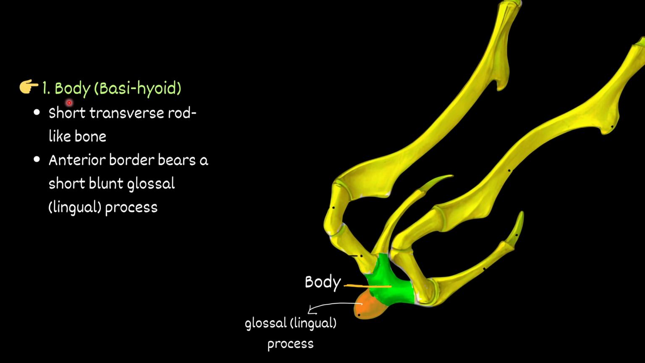First, the body or basihyoid. This part is the body. It is a short transverse rod-like bone. The anterior border bears a short blunt glossal or lingual process. At the anterior part of the body you will find this short blunt process, called the glossal or lingual process.